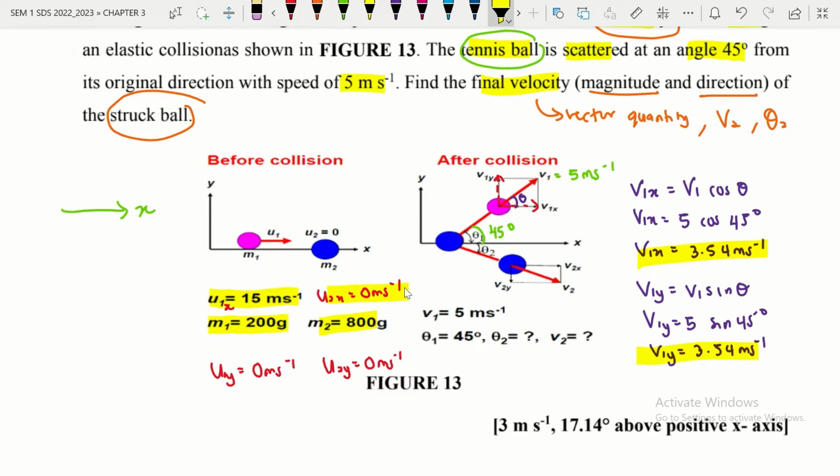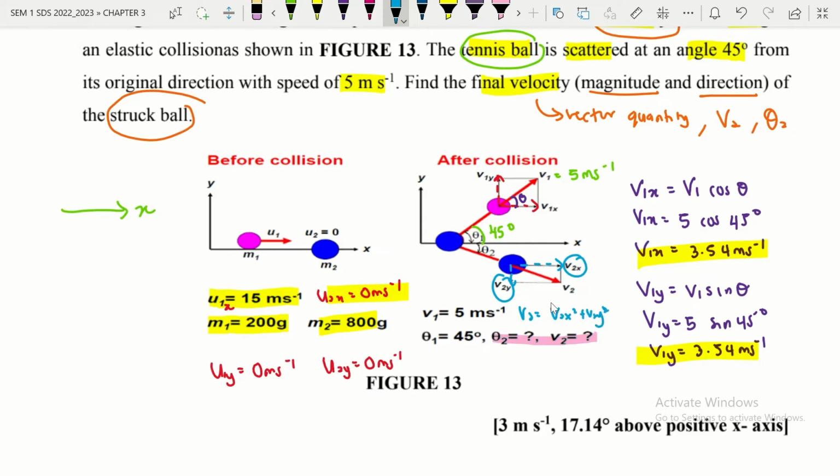Okay, sekarang kita nak cari V2. So the question asks us to look for V2 dan juga theta 2. Macam mana nak buat? Kita dah tahu kalau V2 ni dia memang make an angle. Dia memang dah make an angle. So bila dah make an angle, kita kena resolve dia. Kita resolve kepada V2X dan V2Y. So kalau nak cari V2, kita dah tahu kita kena cari magnitude.